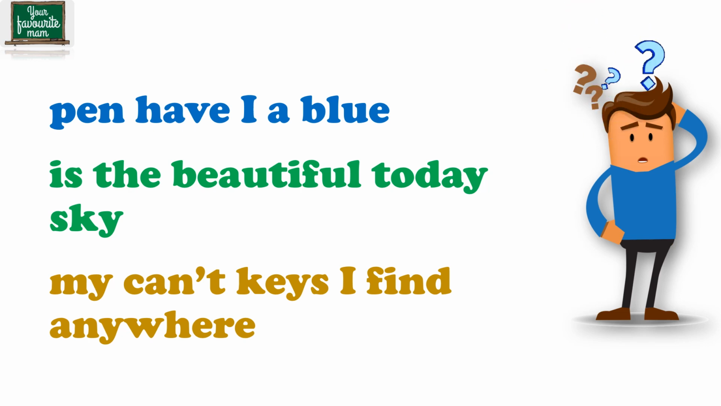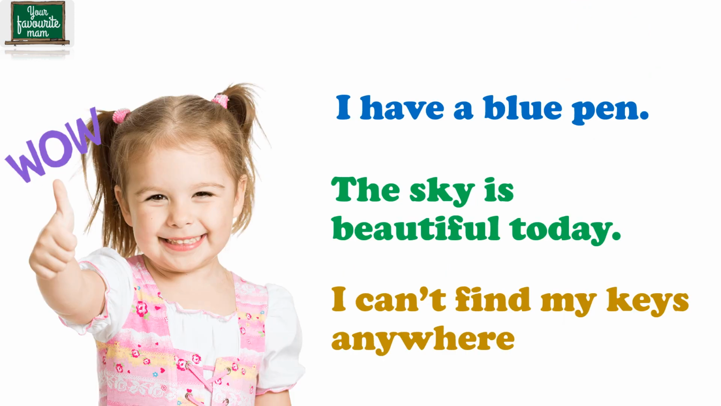Come, I'll tell you with an example. Now let's look at the following groups and try to understand their meaning. Pen have I a blue. Does it make any sense to you? Or is this beautiful today's sky? My can't keys I find anywhere. Not every group of words is a sentence. For a sentence, it should have a complete meaning. Like, I have a blue pen. Or, the sky is beautiful today. I can't find my keys anywhere. So these sentences make a complete sense.